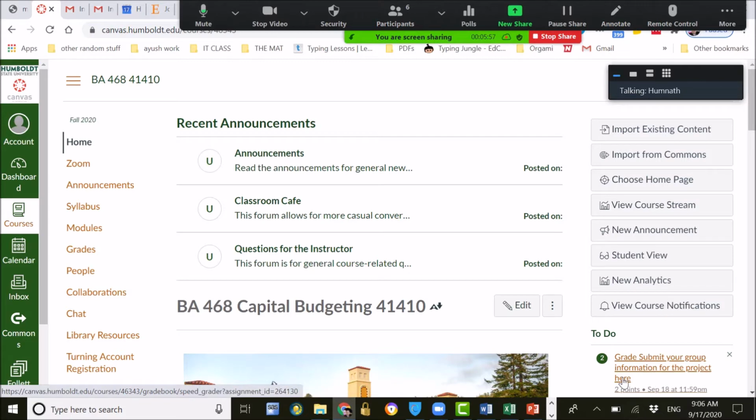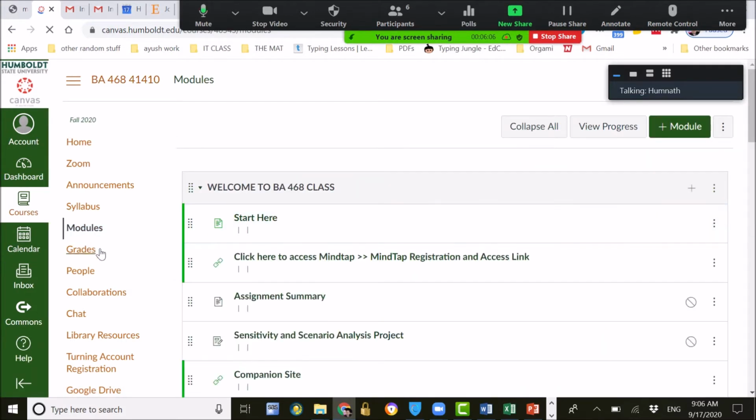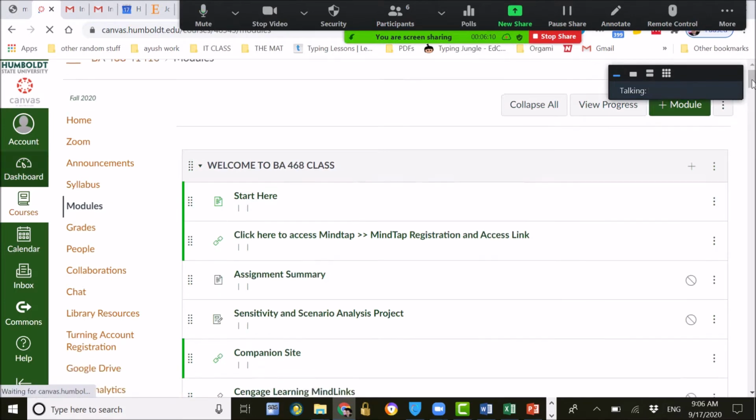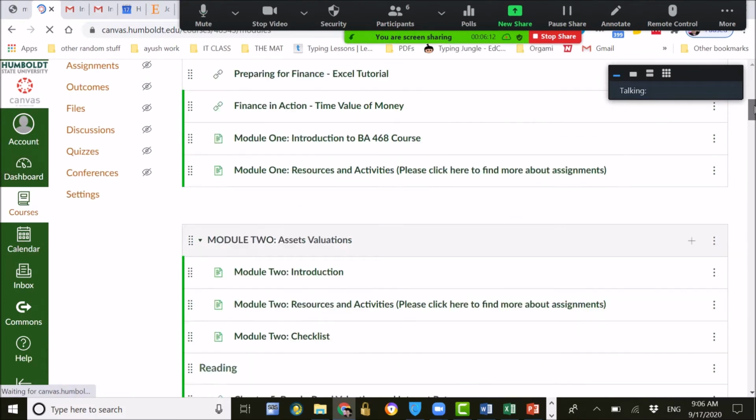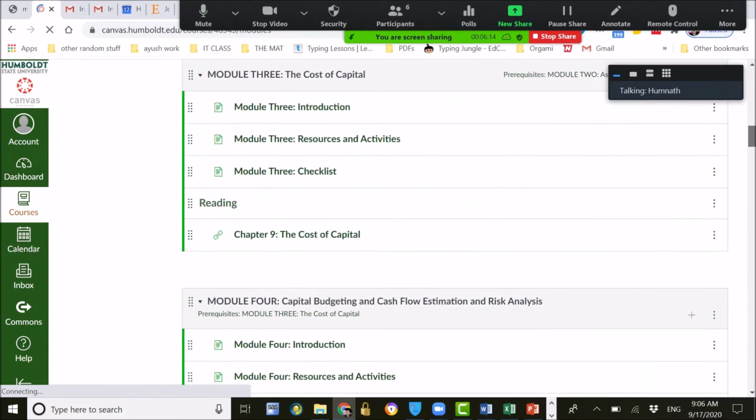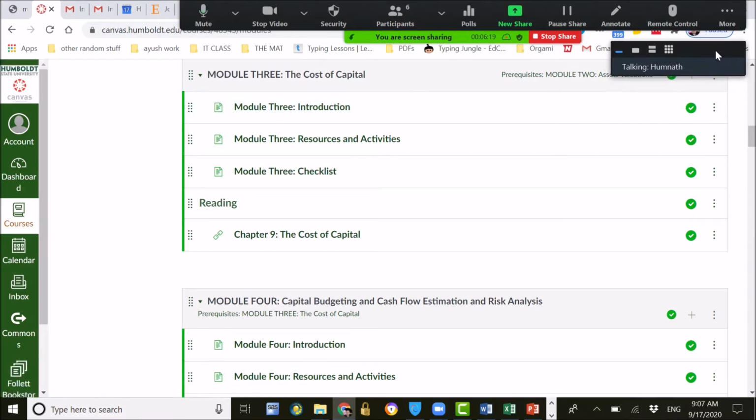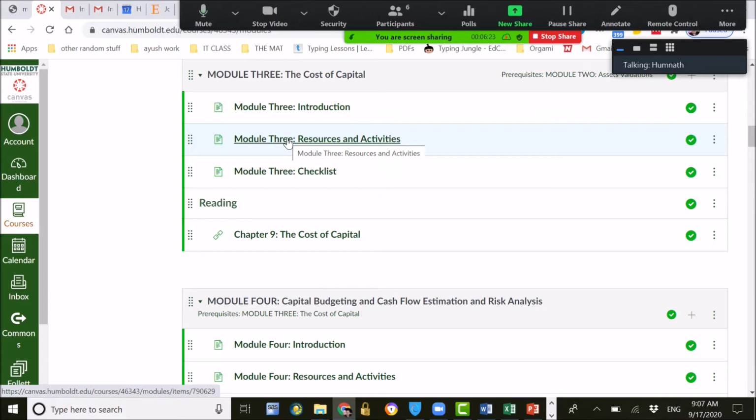This will not show your MindTap assignments, so I have put that clearly over here. Currently we are in Module 3, so I'm going to click on modules. You can go from the home page, or you can go to modules over here, and then I'm going to come to Week 3, which we are right now covering. As I mentioned earlier, the resources and activities tab is the most important one. You have everything over here.